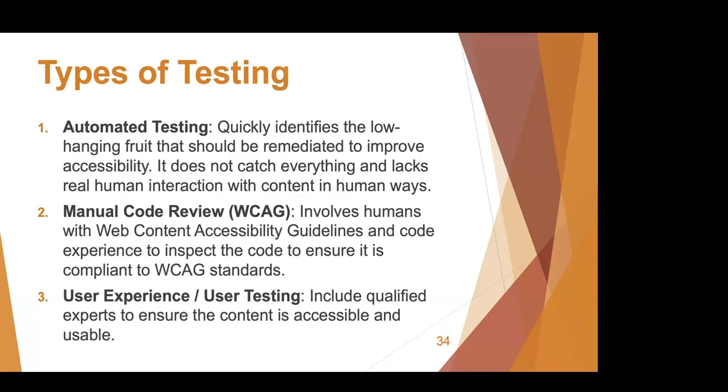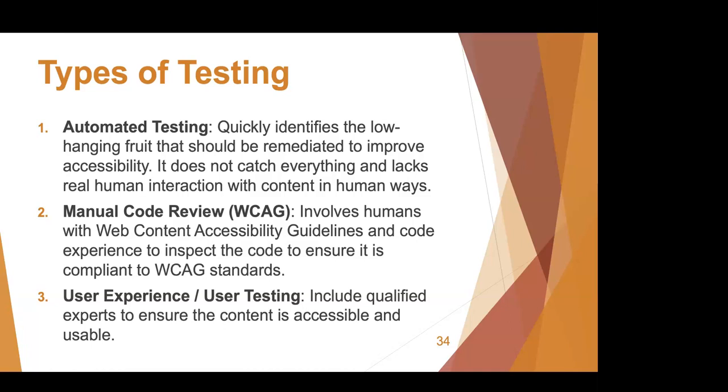So the second type of testing is manual code review. This is typically reviewing code against the Web Content Accessibility Guidelines standard, and it's done by qualified professionals who have experience with WCAG and code review. This is usually also lacking the human component. The third type of testing is user testing. This includes qualified experts to ensure that the content is accessible using assistive technologies.